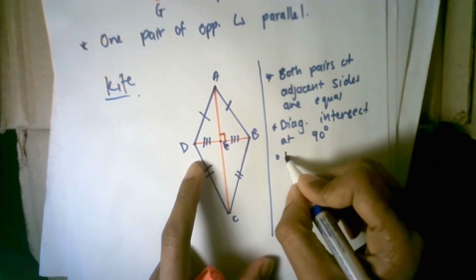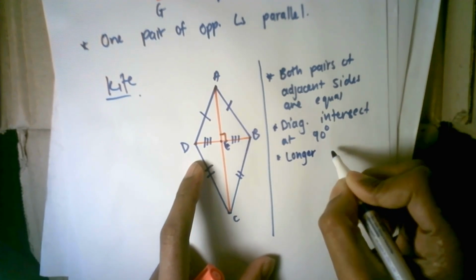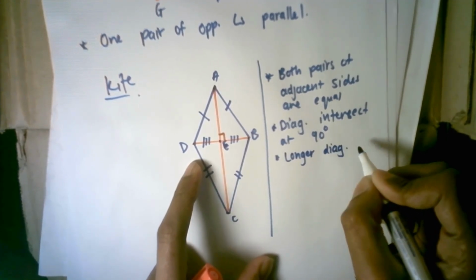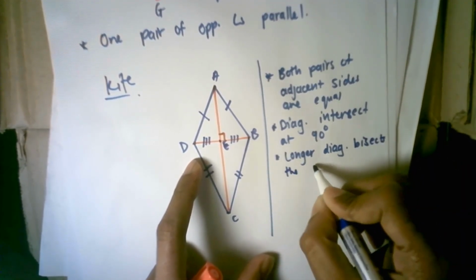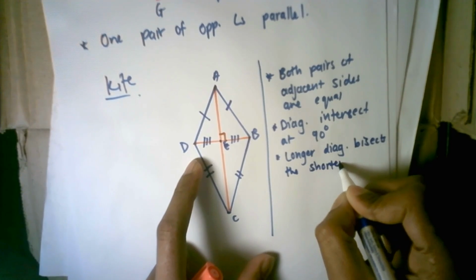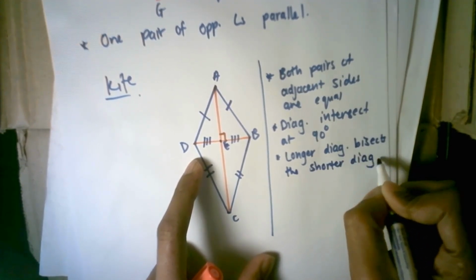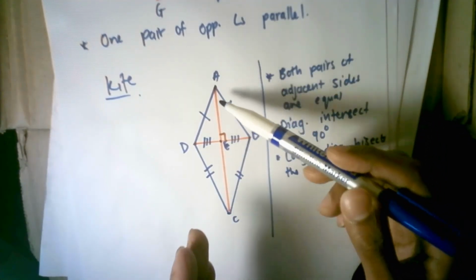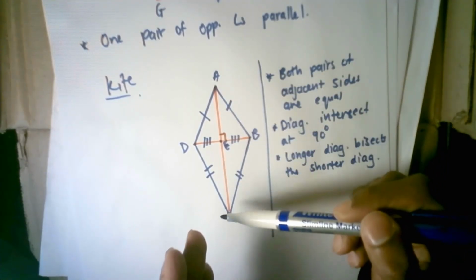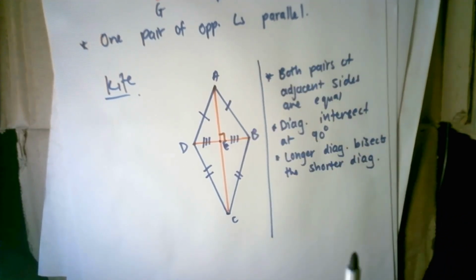So I can say that the longer diagonal bisects the shorter diagonal, right? And that's not true for the shorter diagonal. The length of AE is not equal to the length of CE. It's only the longer diagonal that bisects the shorter diagonal, right?